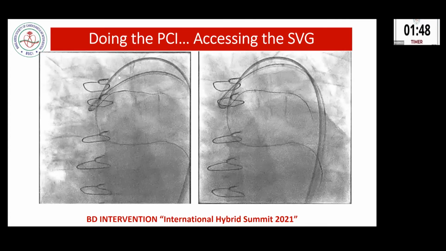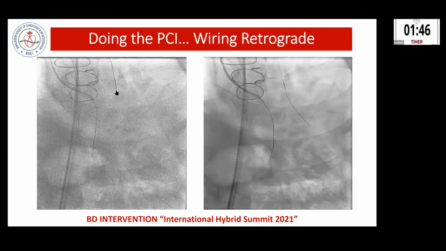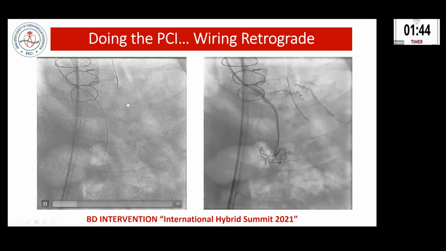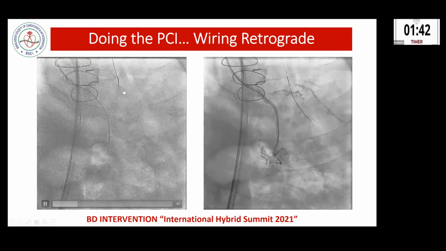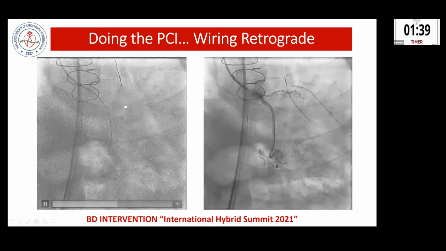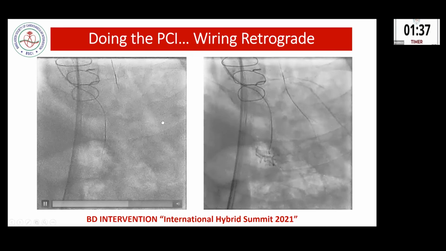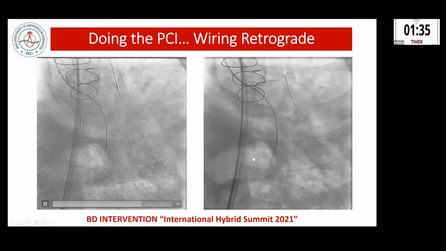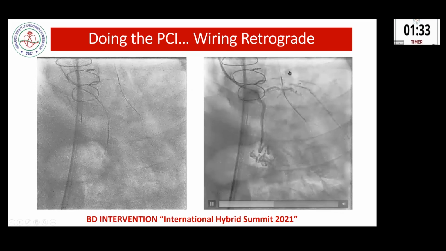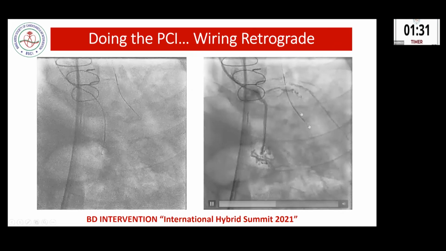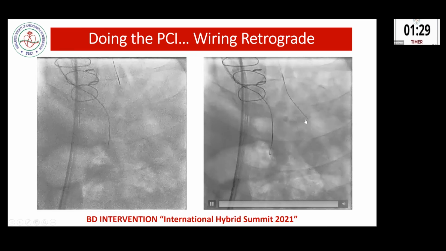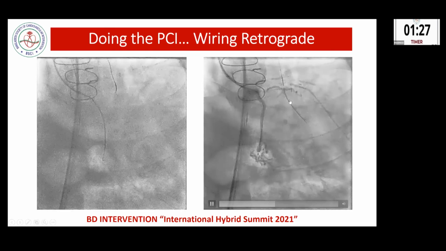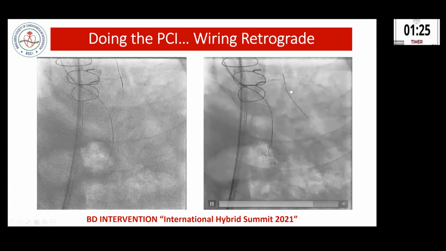Then, once we got down to the ramus, we used the hydrophilic wire to pass that calcium and find the distal part of the ramus that we needed to identify true lumen. Remember, you never ever advance a microcatheter in CTOs when you don't know where your wire is. So here, with a selective injection, we were able to identify that we were in fact in the ramus, and we were very near an anastomosis.